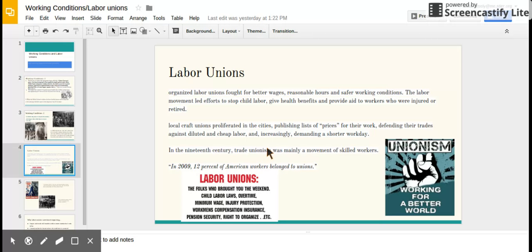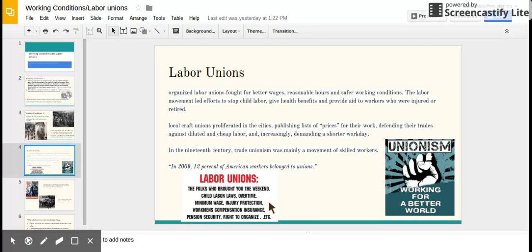Local craft unions proliferated in the cities, publishing lists of prices for their work, defending their trades against diluted and cheap labor, demanding a shorter workday. In the 19th century, trade unionism was mainly a movement of skilled workers.